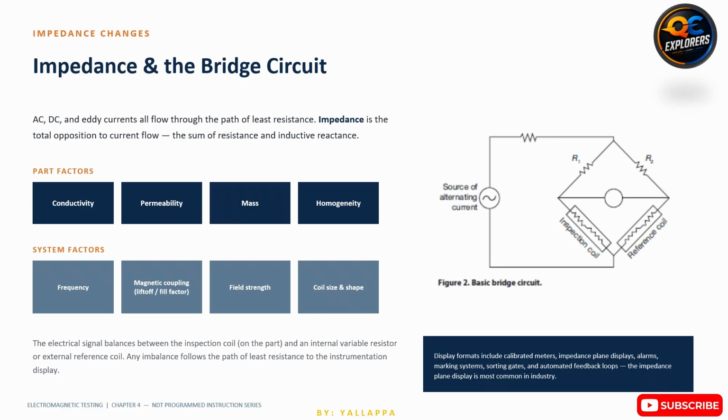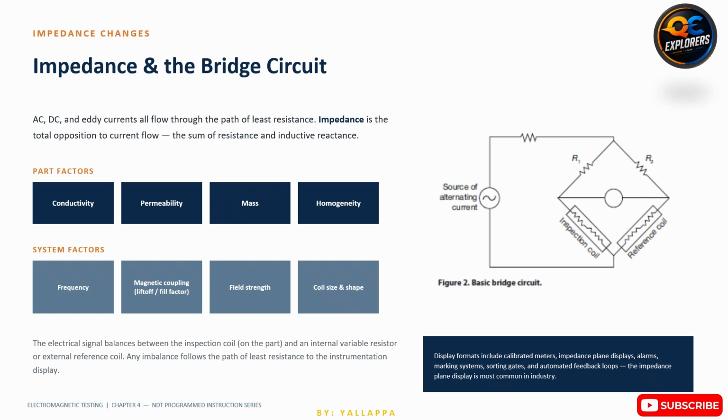The slide also introduces the bridge circuit, which is used to detect very small impedance changes. During calibration, the circuit is balanced using either a reference coil or a variable resistor. When the probe scans sound material, the circuit remains balanced. However, if a discontinuity or material variation changes the coil impedance, the bridge becomes unbalanced. This imbalance is detected by the instrument and displayed as an inspection signal.